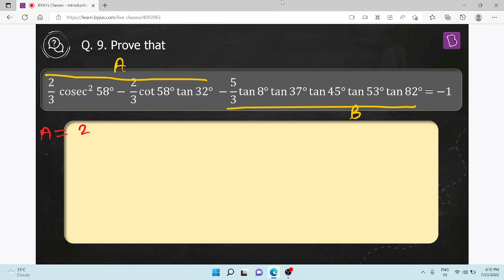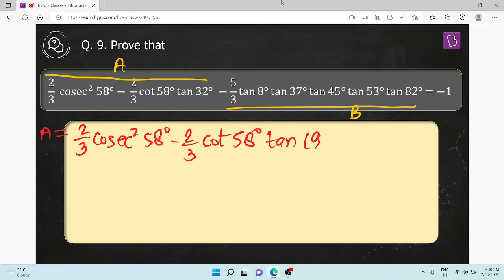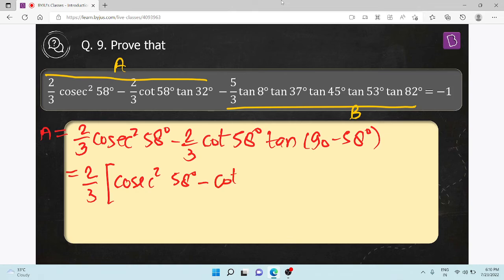So A will be equal to 2 by 3 cosec square 58 degrees minus 2 by 3 cot 58 degrees. Students, we can write this 32 as 90 minus 58. 32 means 90 minus 58 is 32. It means we can take 2 by 3 as common here. So it will be equal to cosec square 58 degrees minus cot 58 degrees into tan 90 minus theta, which is cot theta. So tan 90 minus 58 will be cot 58.